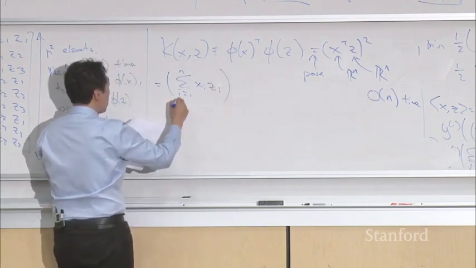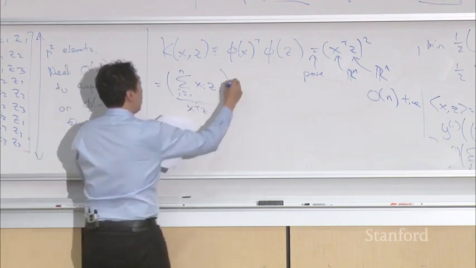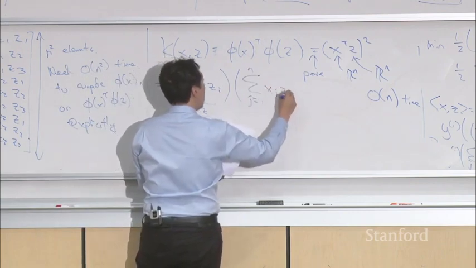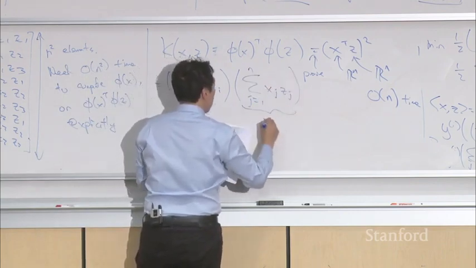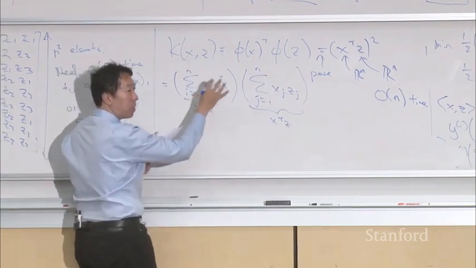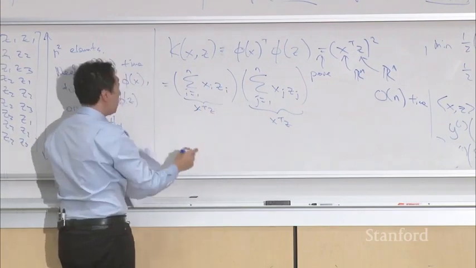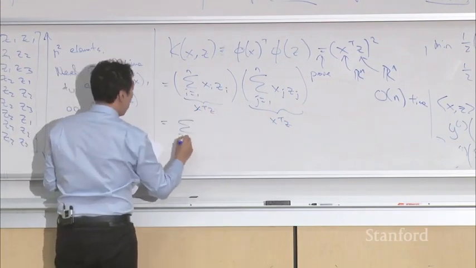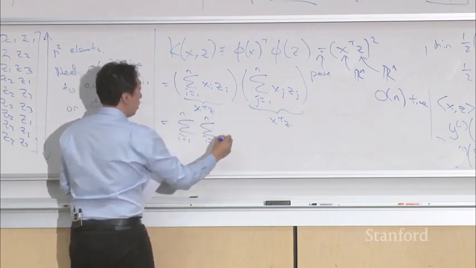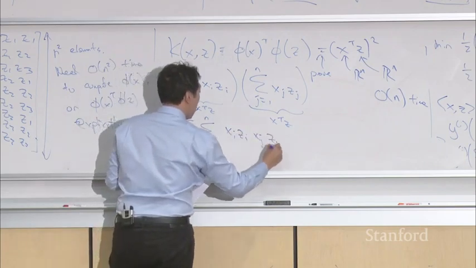right, so this is x transpose z, and then times this, which is also x transpose z. So this formula is x transpose z squared. It's x transpose z times itself. Okay. And then if I rearrange sums, this is equal to sum from i equals 1 through n, sum from j equals 1 through n, xi, zi, xj, zj.